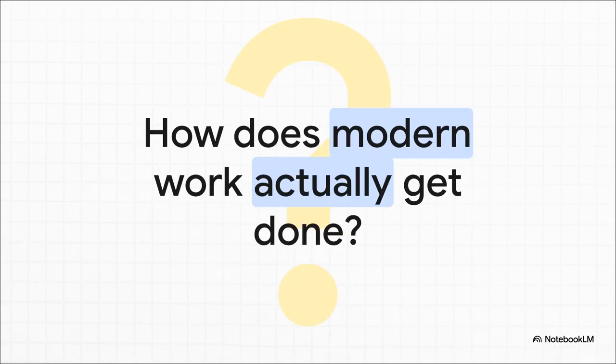I mean, think about your own workday. Your team is probably spread out all over the place, maybe even across different continents. But somehow, you're all collaborating in real time, hitting deadlines that feel like they're getting shorter and shorter. So how does this whole thing actually work? Well, it's not magic. It's a really powerful and often hidden ecosystem of tech that we're about to break down.